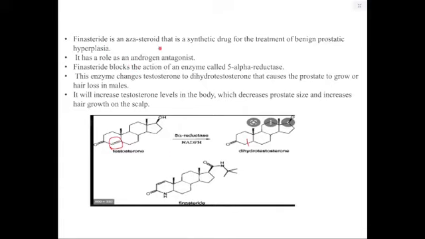Finasteride is an azasteroid, in that you can see it has an NH group there. So we are calling it an azasteroid. That's a synthetic drug for the treatment of benign prostatic hyperplasia, but it's synthetic, and of course it does have a steroidal structure. It acts as an androgen antagonist. It blocks the action of the enzyme called 5-alpha reductase, testosterone reductase. This enzyme changes testosterone to dihydrotestosterone that causes the prostate to grow or hair loss in males.